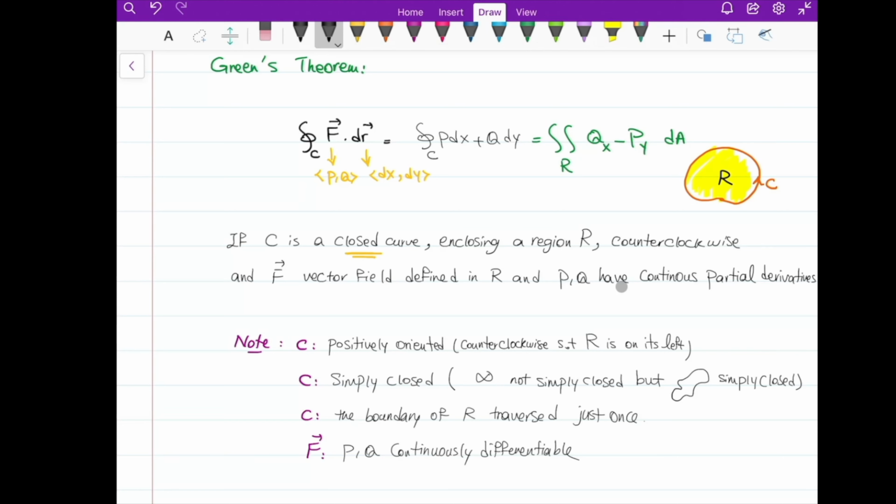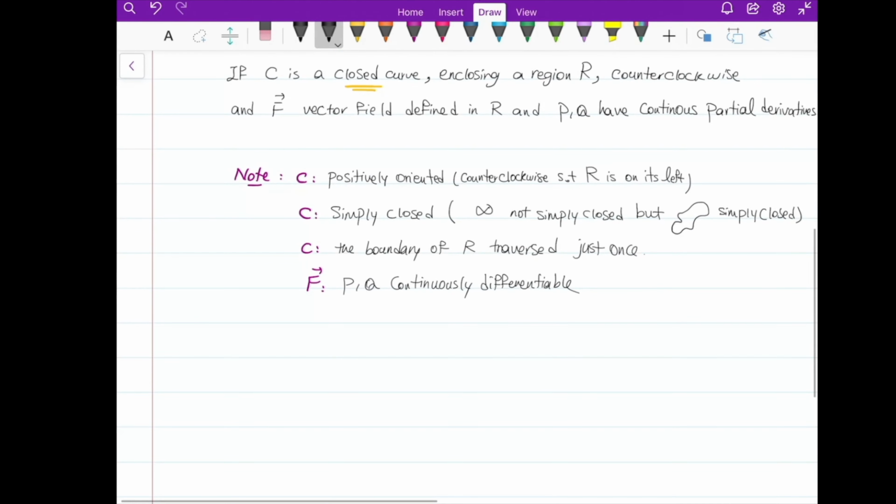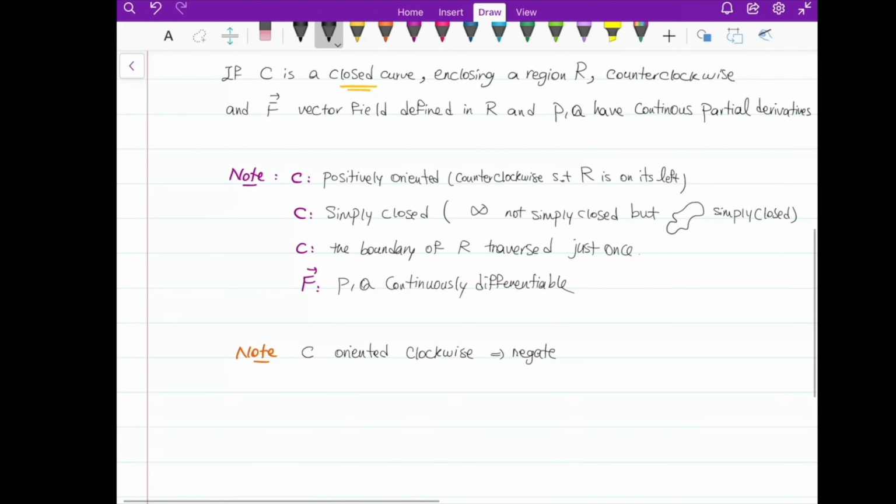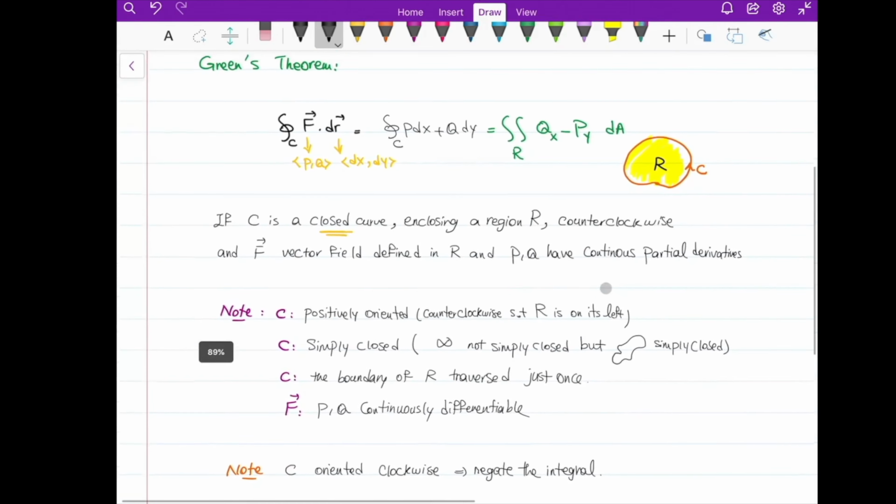Okay, just one small note is that if the curve C is oriented clockwise, we should just multiply by a negative sign. Clockwise, we should negate the integral. Okay, so that's all I wanted to say for Green's theorem.